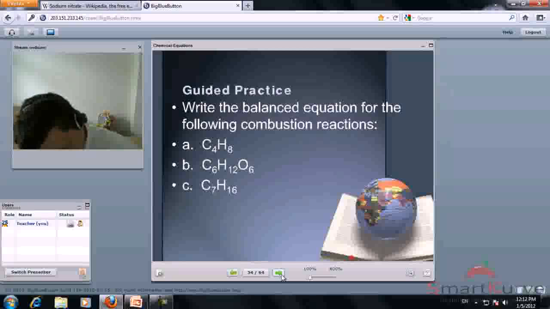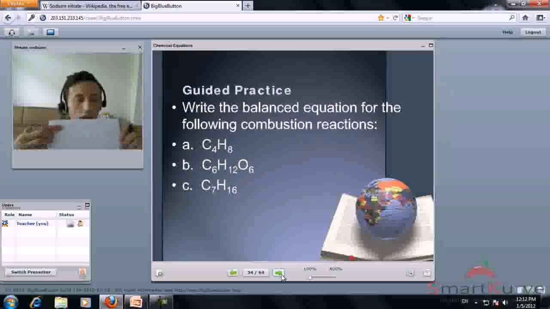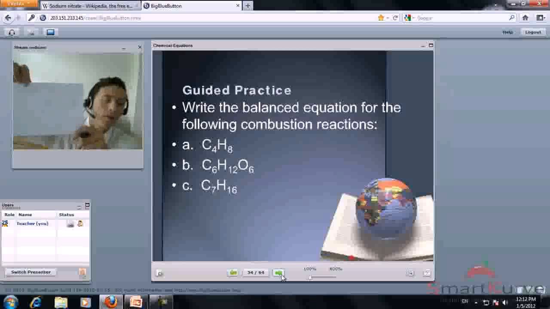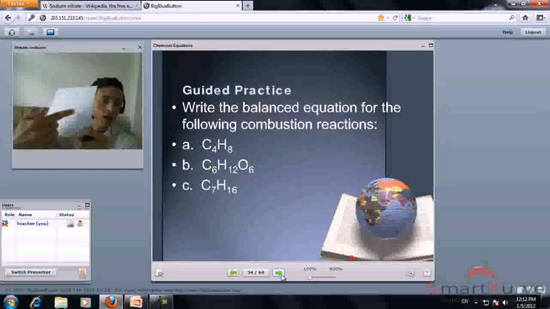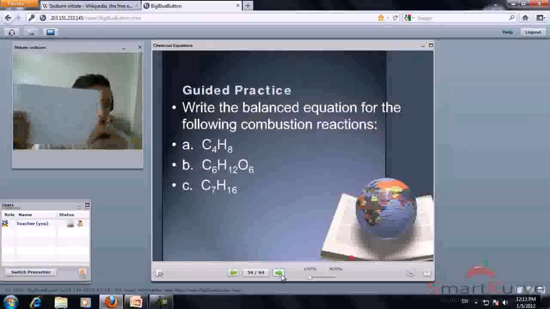Remember what we've learned. We've got our glucose, C6H12O6. Remember what we've learned about a combustion reaction. We're adding oxygen, and our products are always going to be water and carbon dioxide. So let's dive in and try to balance this equation.